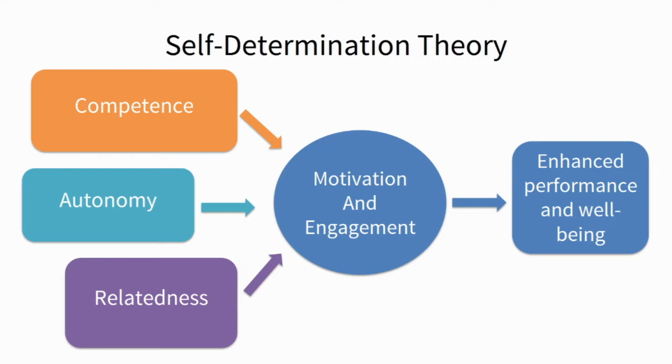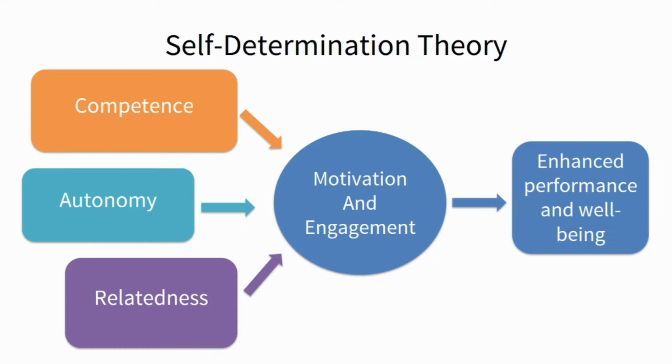But Ryan and Deci came up with this idea of self-determination theory, and it has three major components: competence, autonomy, and relatedness. Competence has to do with the idea of mastery, the feeling that I am able to perform something and do something well on my own. Autonomy is that I have a choice in what I'm going to do. And finally, relatedness is a feeling of belonging, that I'm part of a community outside of myself.